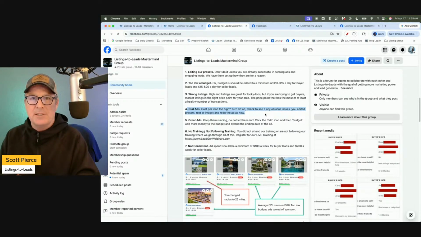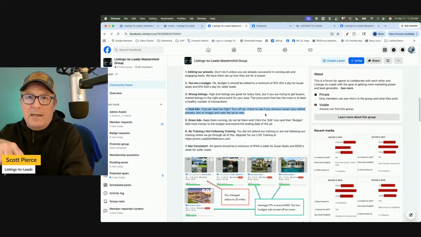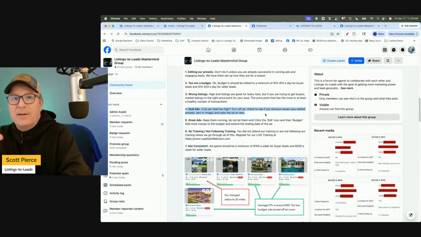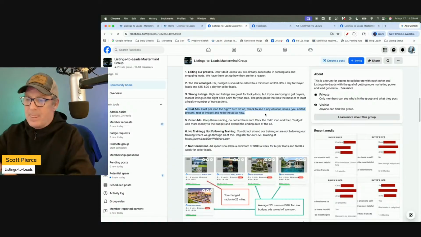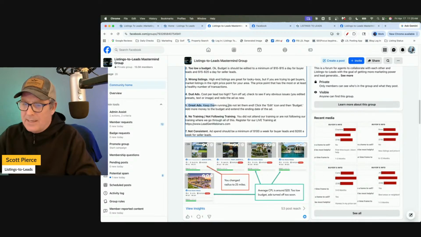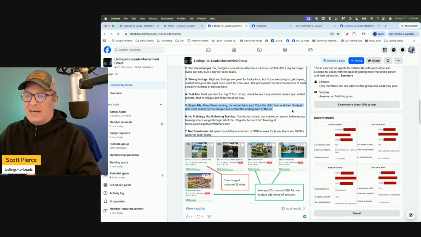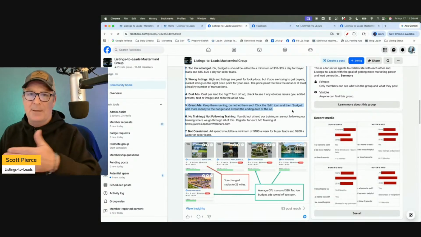If your cost per lead is too high, turn it off. If you realize, oh my God, I haven't generated any leads in the last 24 hours, or maybe only 1 lead, when you normally should be getting like 3 to 4 to 5 leads a day, that should be your first clue. Maybe I should turn that ad off and just redo it. Cost per lead too high, turn the ad off, check to see any obvious issues, and redo the ad as new. On the flip side, if you got a great ad, you can just click the edit icon, add more money to the budget, extend the ending date out, and keep that ad going.